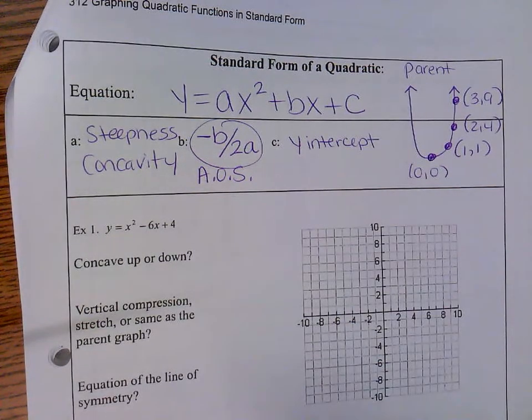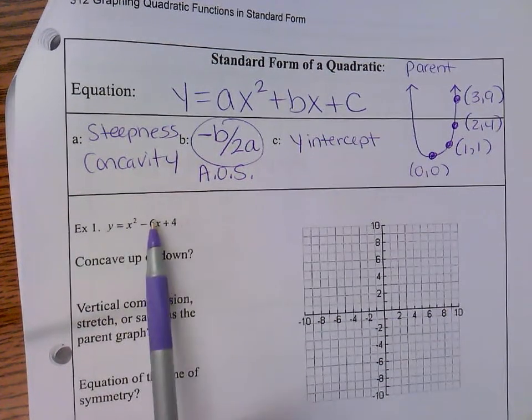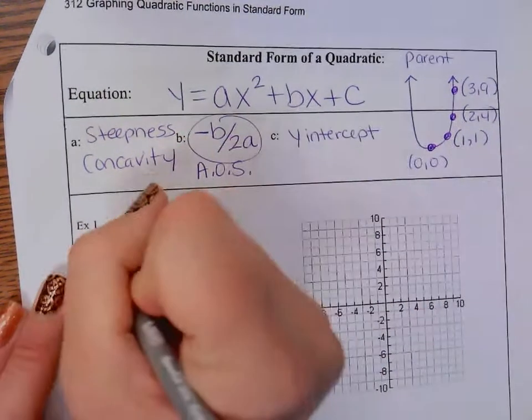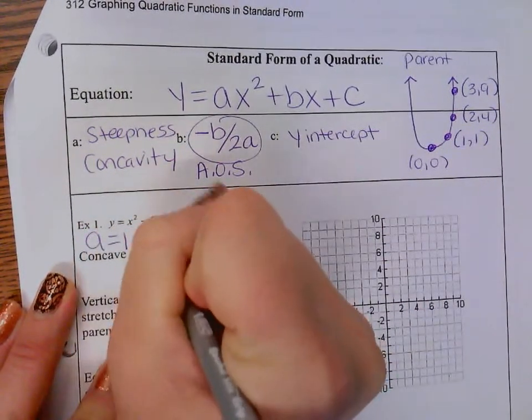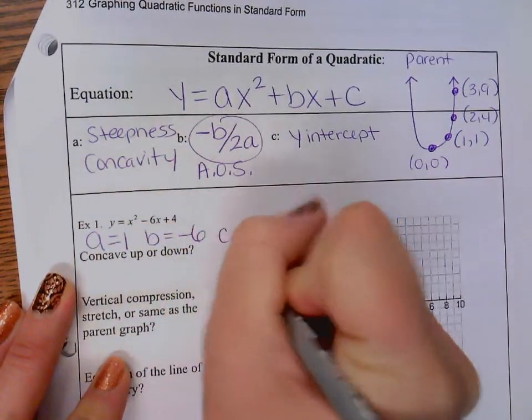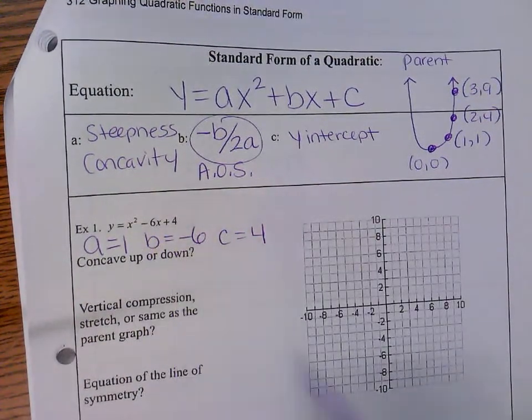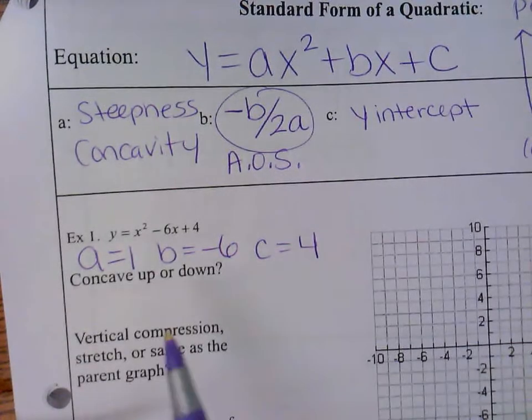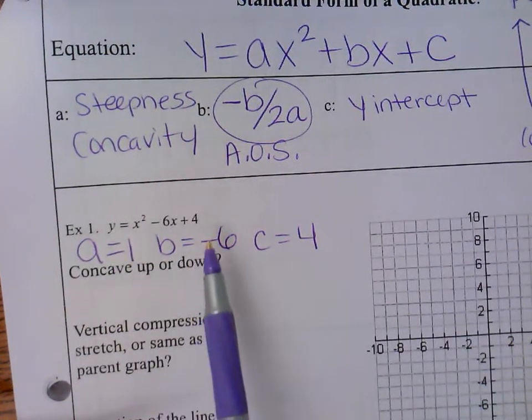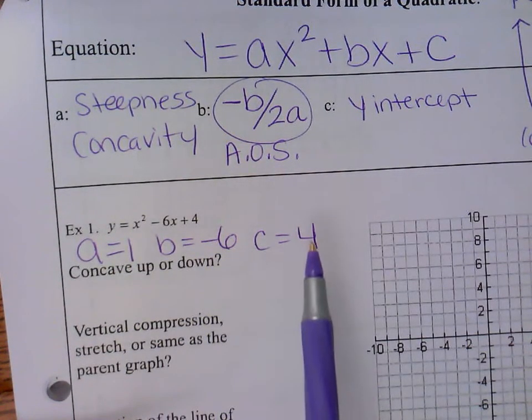So here's your first standard form equation. The first thing I like to do is identify A, B, and C. In this problem, there's nothing written in front of x squared, so A is just 1. B is negative 6, and C is positive 4.